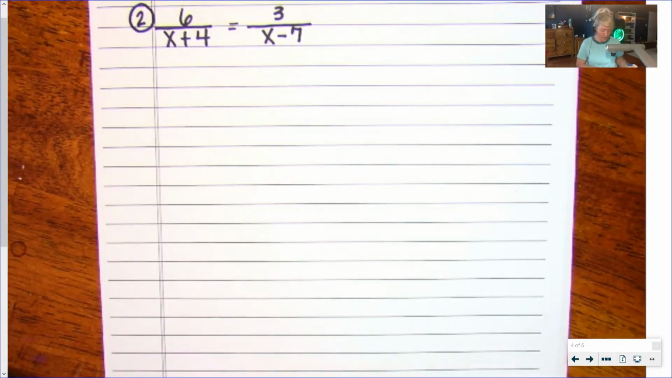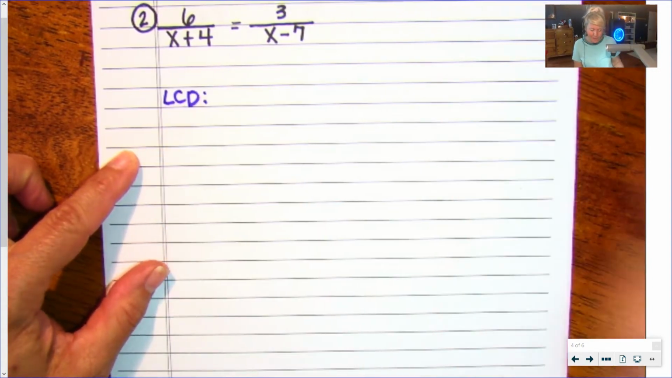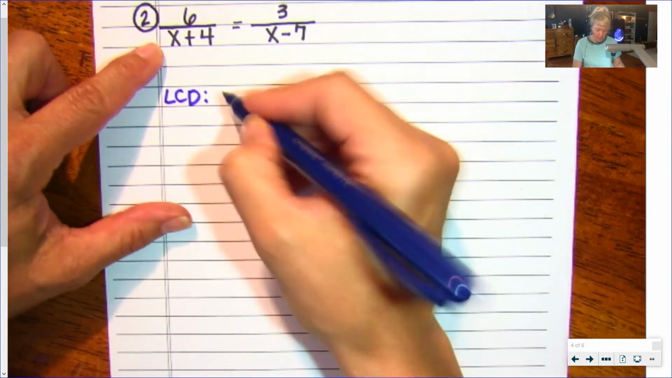All right, here we go. Same steps. First thing we would do is, of course, factor the denominators, but the denominators are already factorable or in factored form. So the next thing we're going to do is identify what the LCD is. Remember, you copy the first one.